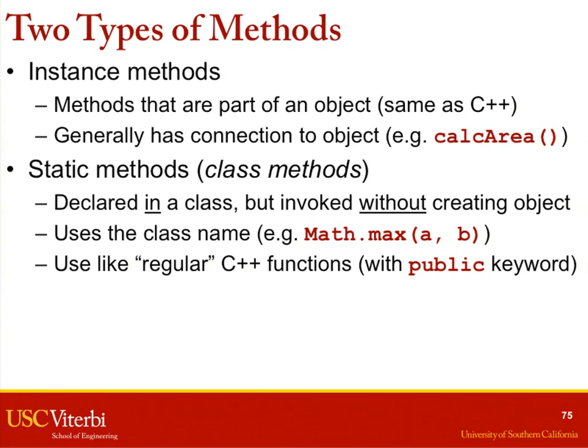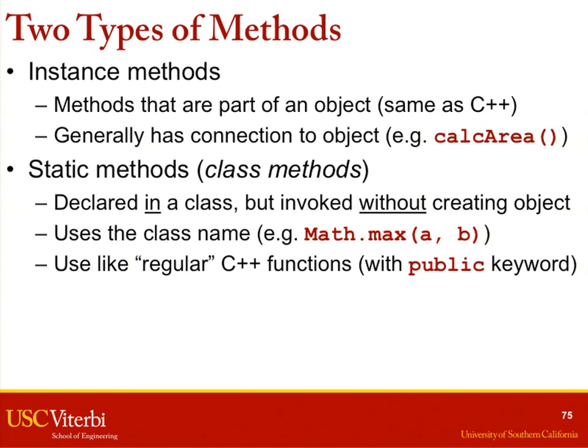So they're the ones, things like Math.max. There's a whole bunch of classes out there where we have these static methods. You don't have to create an instance of Math to call the max method. You can just call the max method on the name of the class. So those are the ones that are static methods, okay?